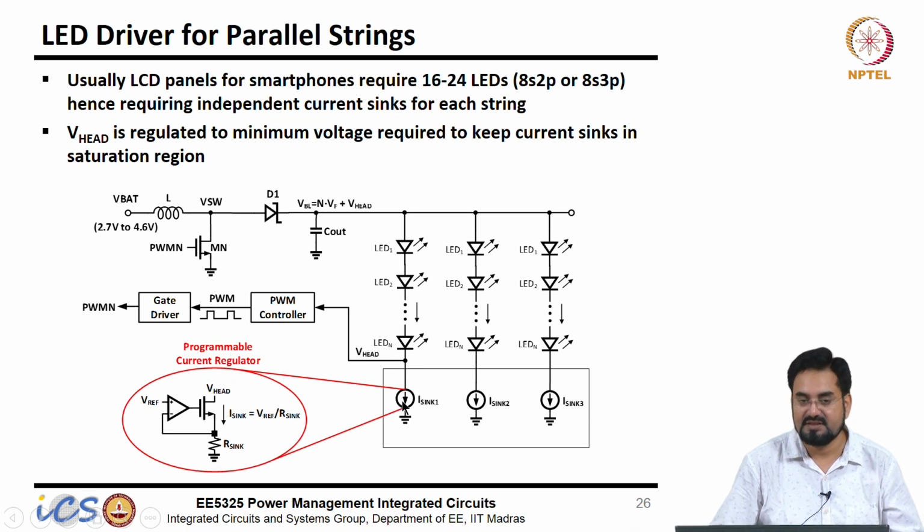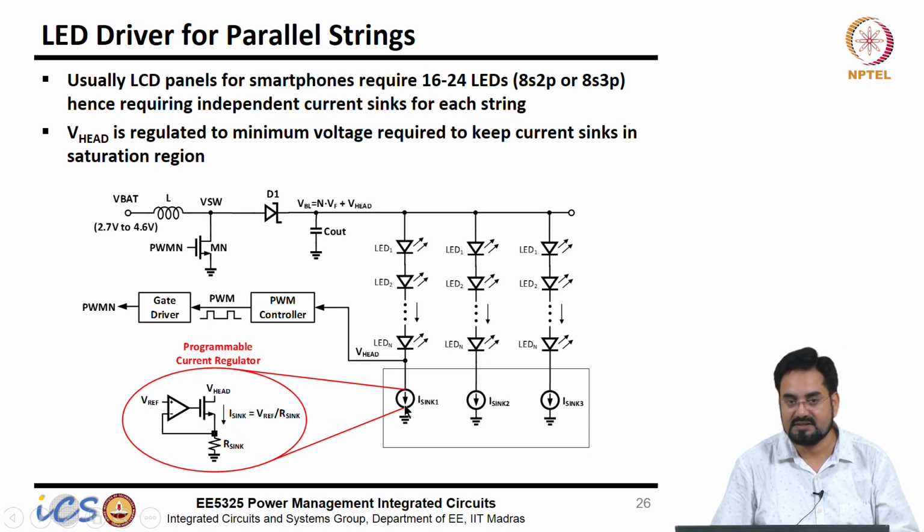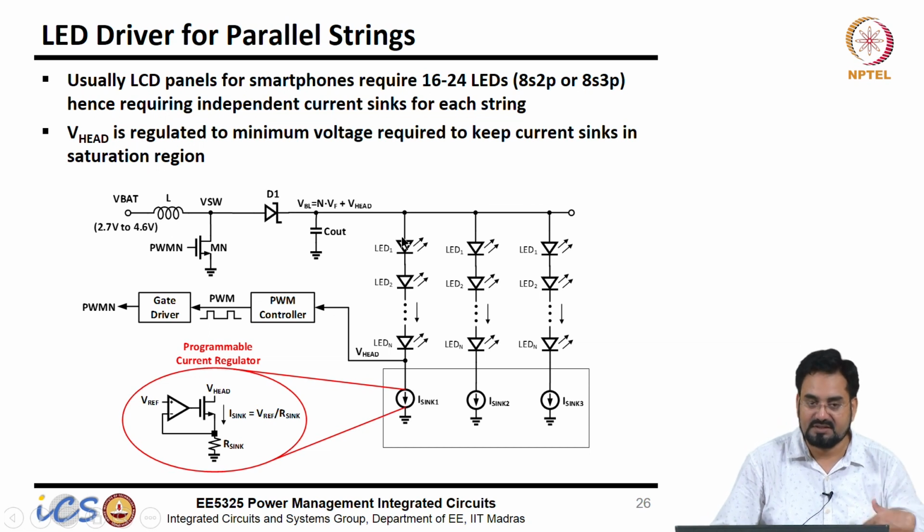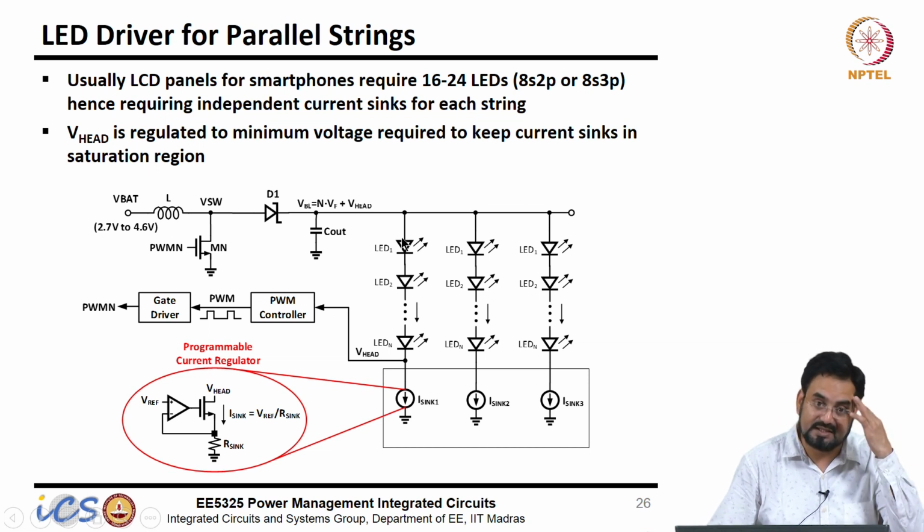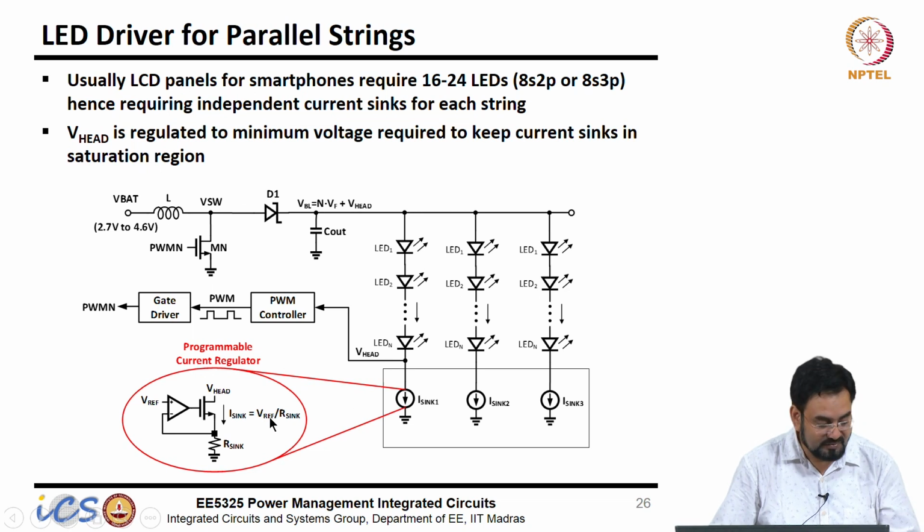So that is why we are putting it at the bottom. If you have only NMOS, then you do not have any choice but to put the current sink. But if you have a high voltage PMOS, then you can even use a high side current instead of low side current. So now this current regulator is nothing but a linear current regulator.